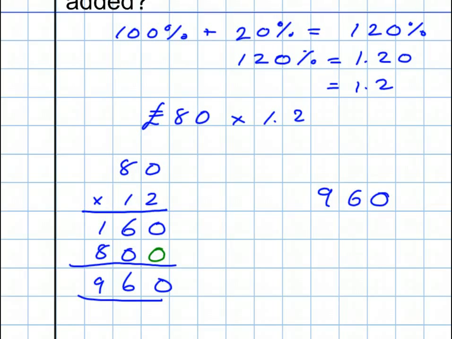The question I was trying to answer was, what's 80 times 1.2? This had 1 figure after the decimal point, so my answer needs 1 after the decimal point. So it's 96.0, or when it's 0.00 or 0 or 000, we just ignore them, so it's £96.